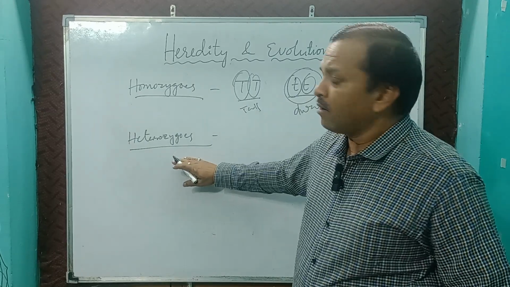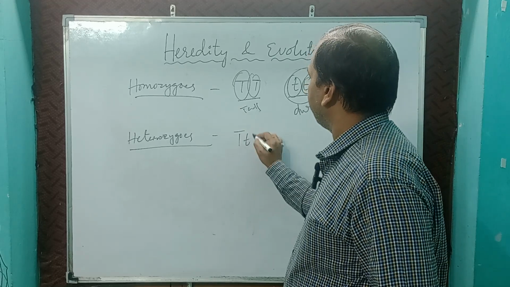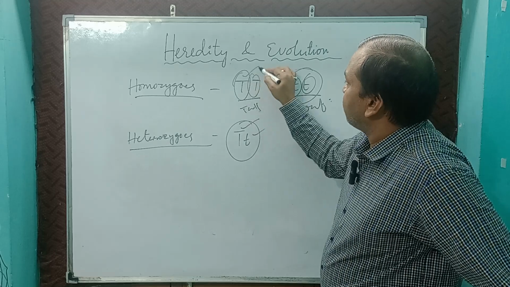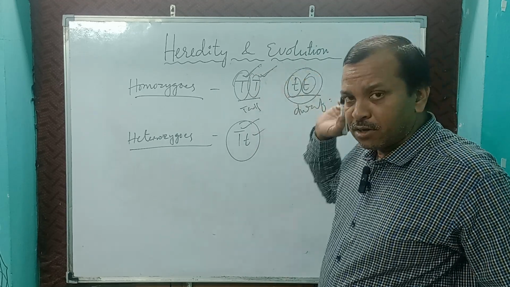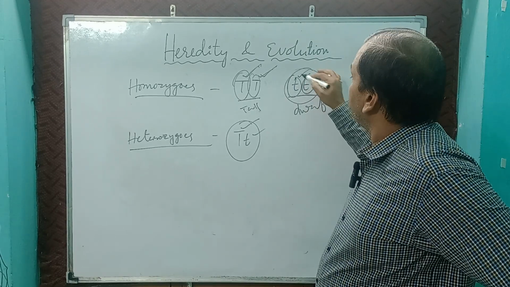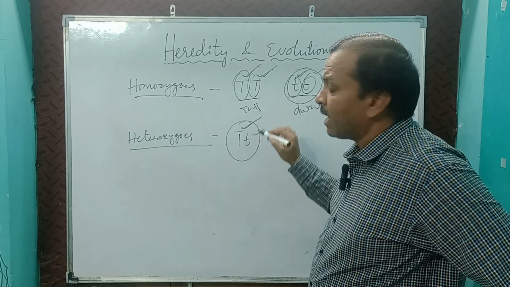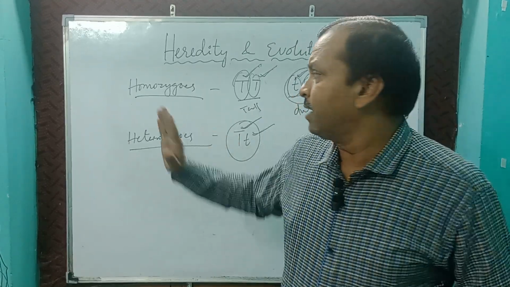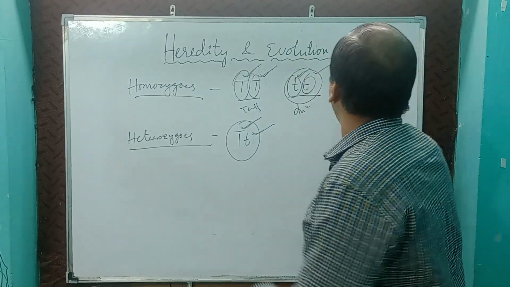Clear? Now heterozygous means Tt, it is heterozygous. One is tall, one is dwarf. Here both the pea plants are tall, here both the pea plants are short. Here one plant is tall, another one is short. Clear? Homozygous and heterozygous. Homo means same and hetero means different.